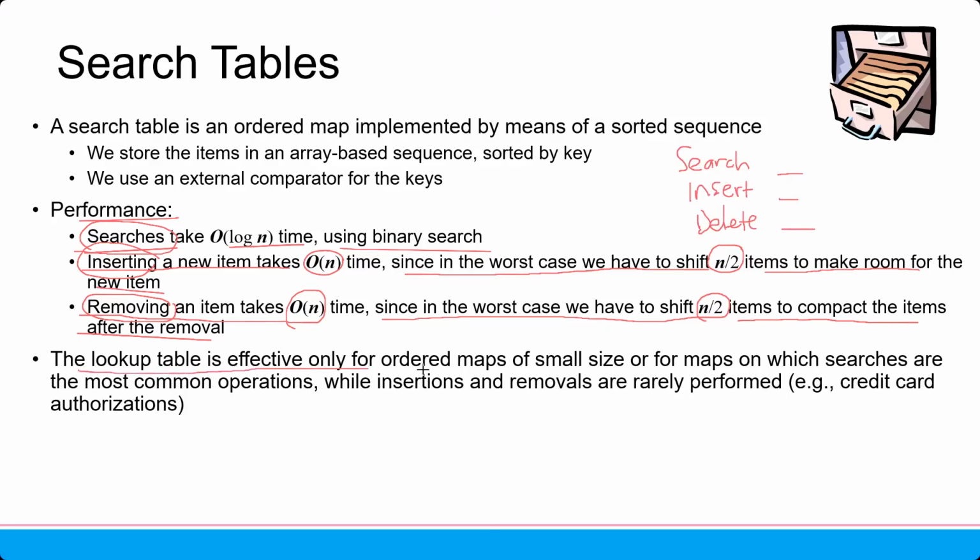The lookup table is effective only for ordered maps of small size or for maps on which searches are the most common operations. So if you're doing a lot of searches, this is good, while insertions and removals are rarely performed. So for example, the credit card authorization. So if you have a function to check whether the credit card usage is fraud or not fraud, then you can use the search table. It will be very optimized.